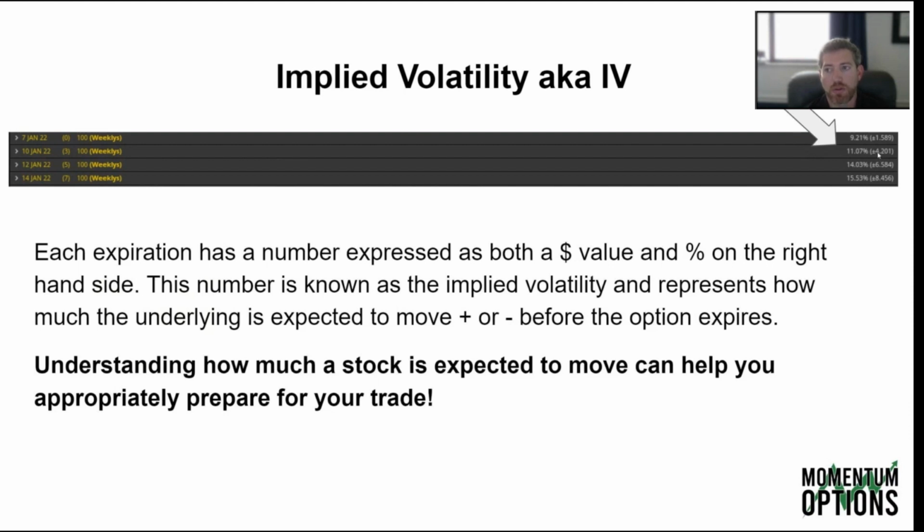asset was expected to either rise or fall $4.20. Okay? So each expiration has a number that's represented as both a dollar value and a percentage. And this is going to be known as your implied volatility for that option. Understanding how much a stock is expected to move can help you appropriately prepare for your trades.